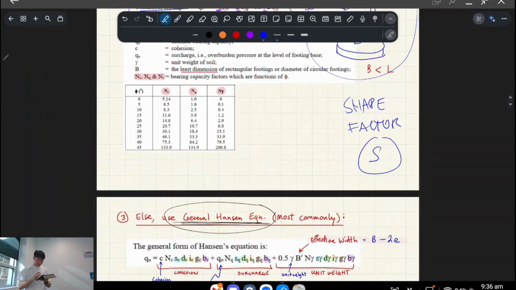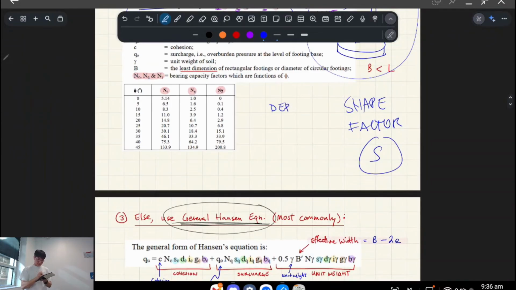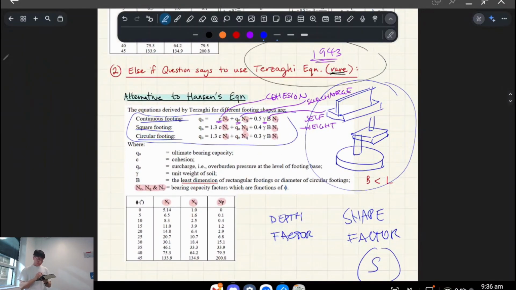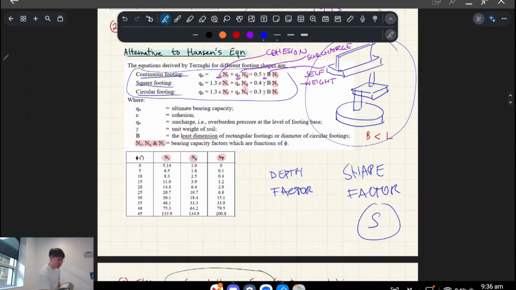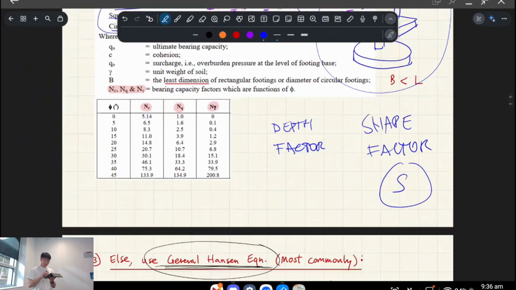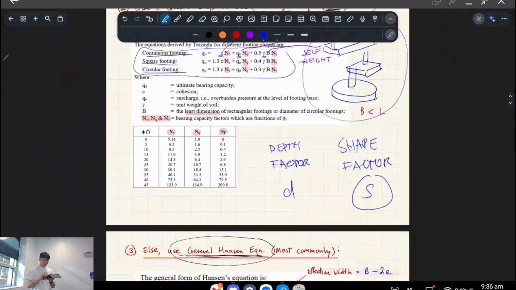The second thing is he introduced something called depth factor. Because in the Terzaghi equation, it doesn't account for, I'm trying to look for the right word. Foundation embedment, okay? So depth factor accounts for foundation embedment.